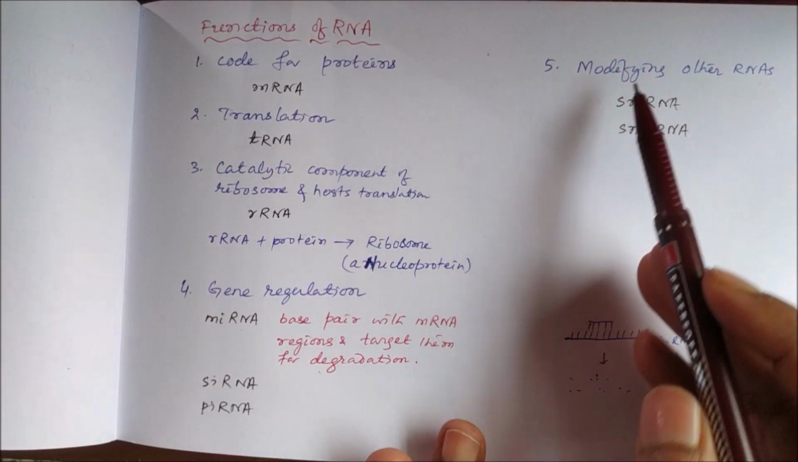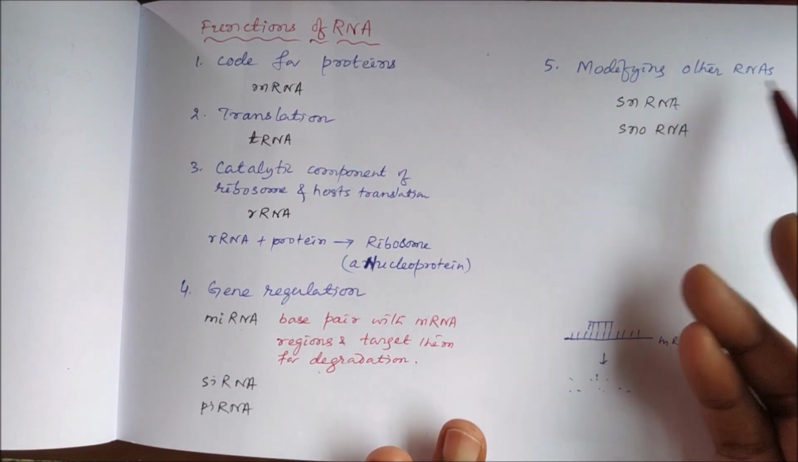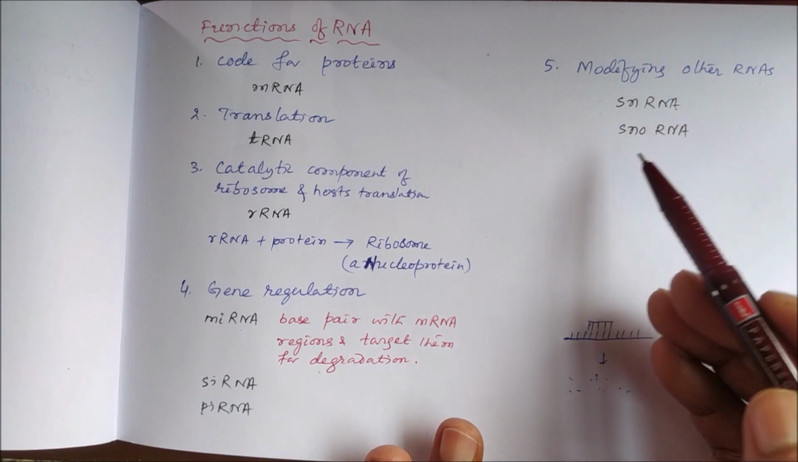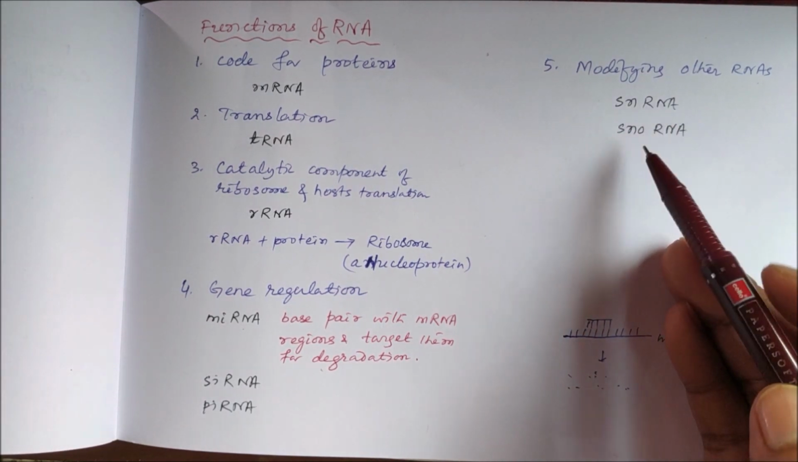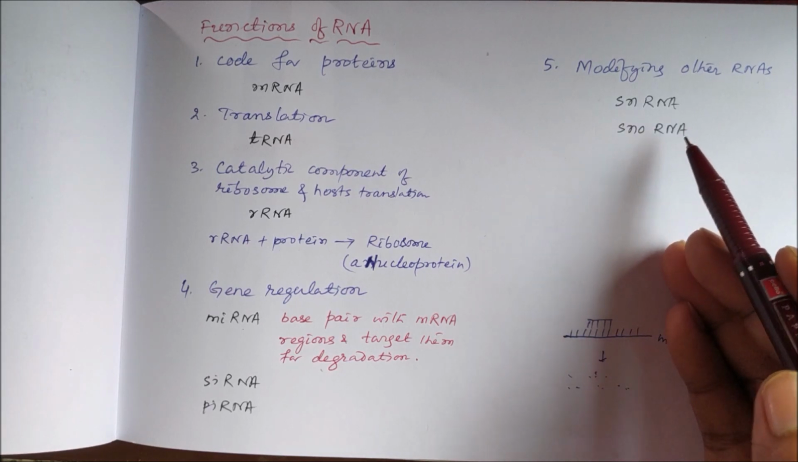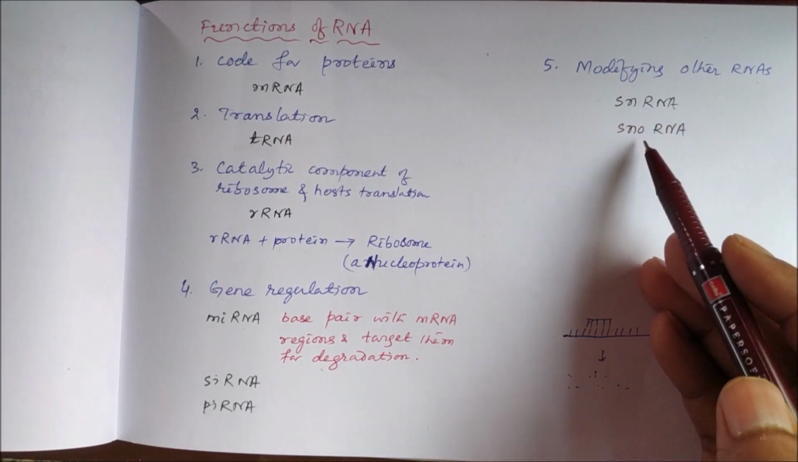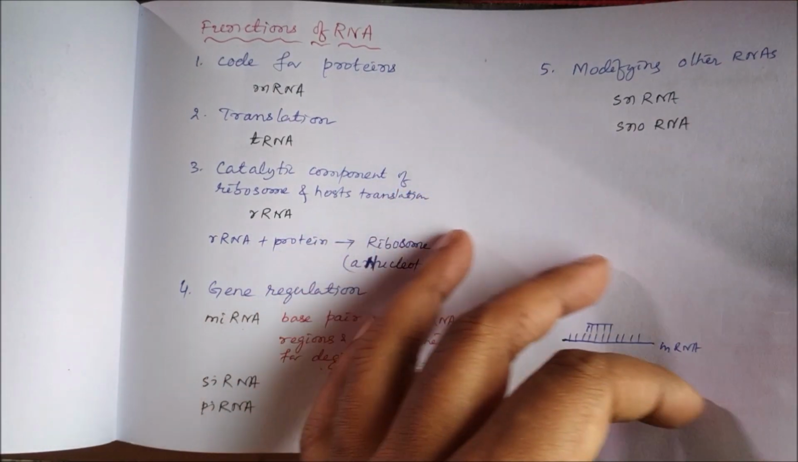And there are certain RNAs which can modify other RNAs, and examples are the small nuclear RNA and small nucleolar RNA. So this is all about RNA.